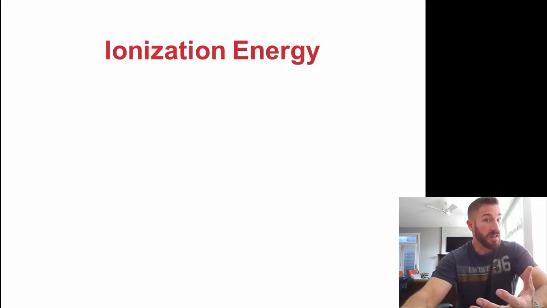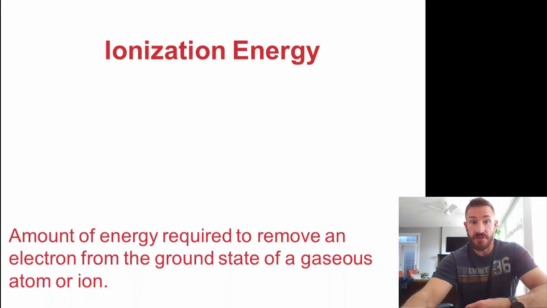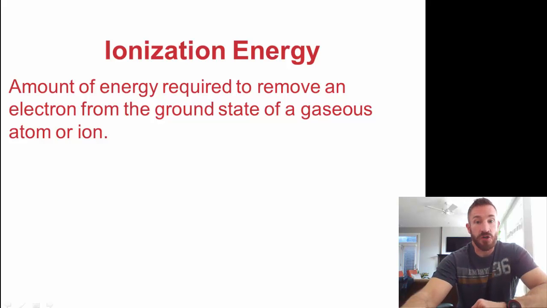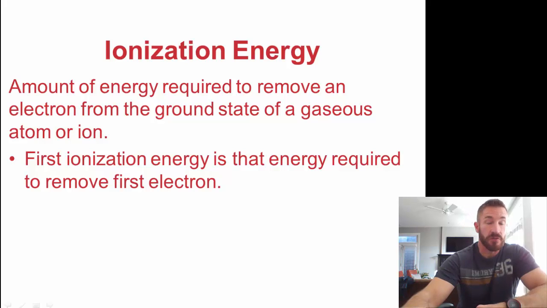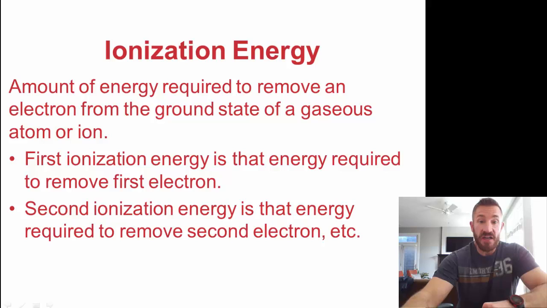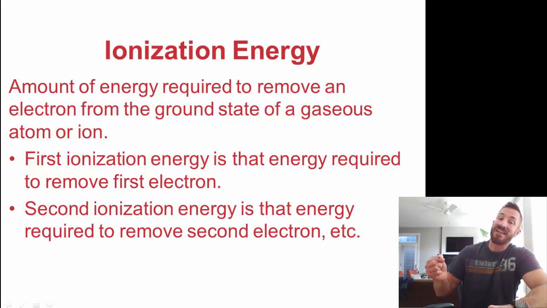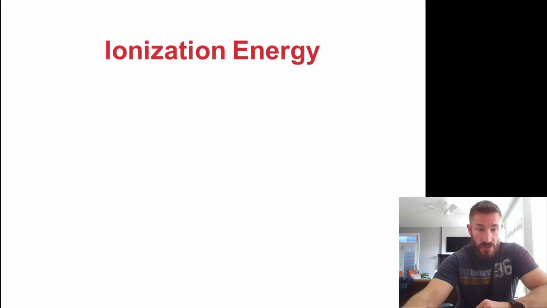Well, first of all, we're creating an ion and we're putting energy in to do that. It's the amount of energy required to remove an electron from the ground state of a gaseous atom or ion. Now the first electron removed is the energy that's required to remove that first electron. That first electron is the one that is of highest energy if you were to write out the entire electron configuration. The second ionization energy is to remove that second electron.